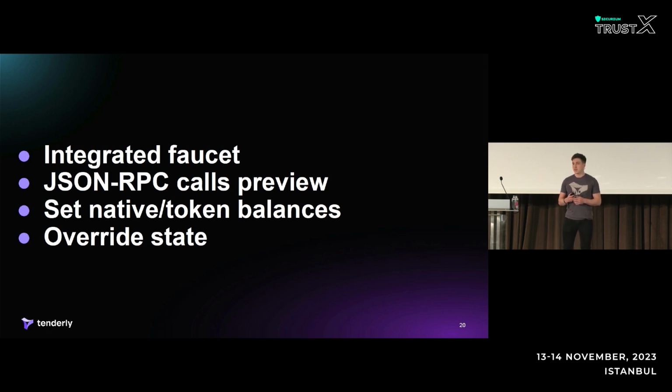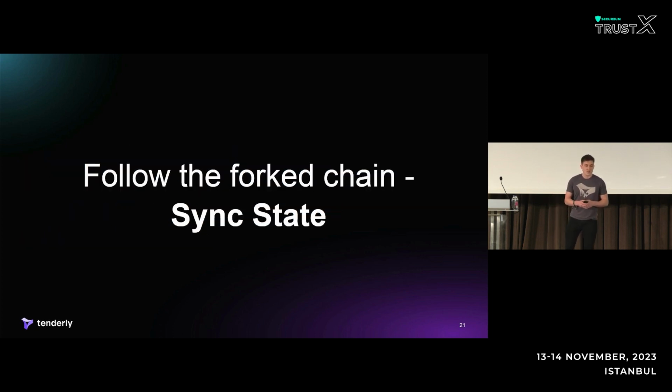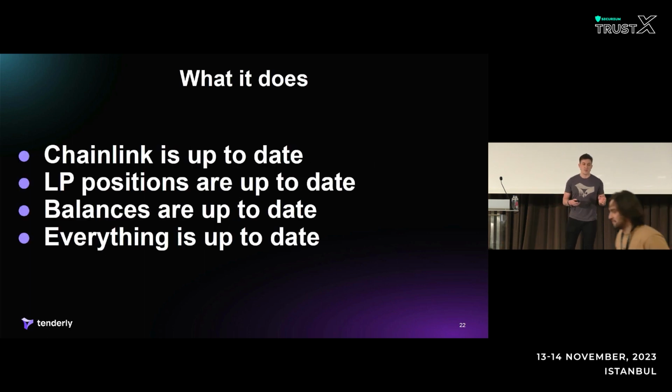But there's one more thing that the community really asked for a lot, and that is following the fork chain. What this essentially allows is, when you fork the blockchain, it doesn't mean that the things from the mainnet stop coming in. So with this enabled, you can have, for example, the Chainlink price up to date. You can have all the LP positions up to date. So if you forked a year ago, the chain is going to constantly update itself. As mentioned, liquidity positions are up to date, balances, everything is up to date.